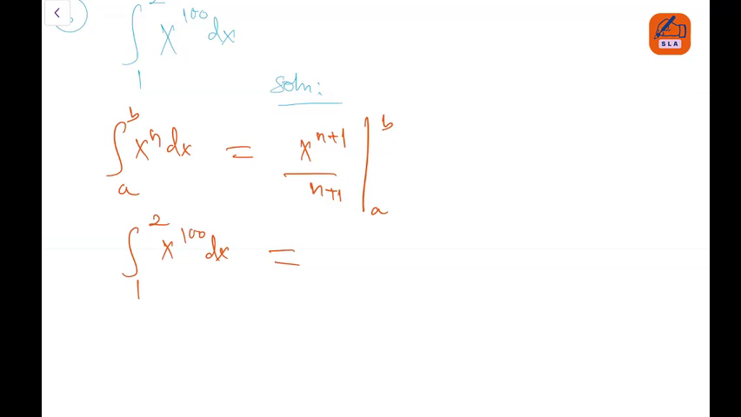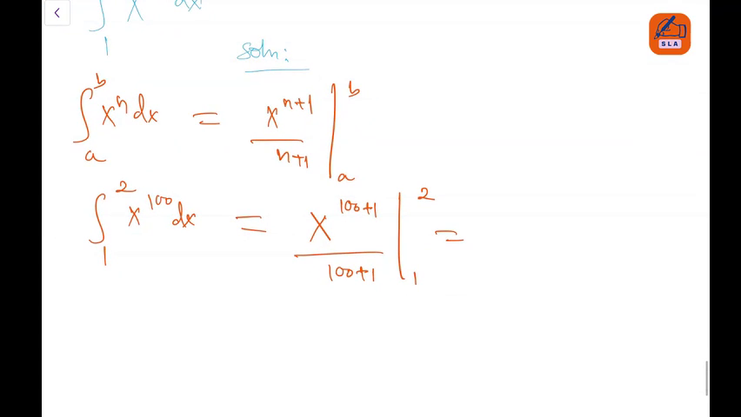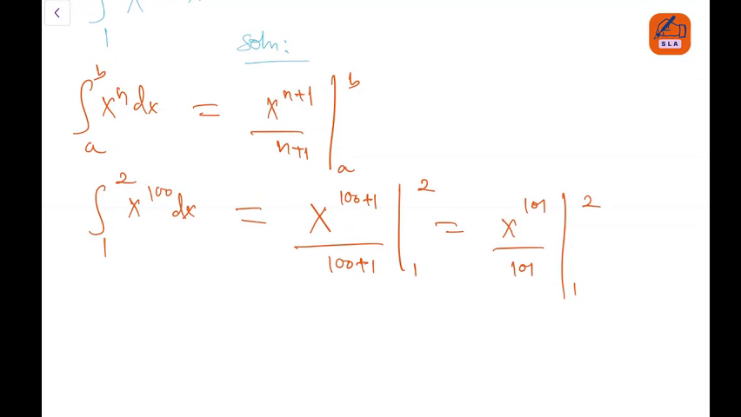What do you think about this one? It's x, this 100 add 1, and again 100 add 1, put your limits from 1 to 2. You think it's something complicated? No, it's just x power 101 over 101. You put your limits from 1 to 2, and we have studied about these limits.